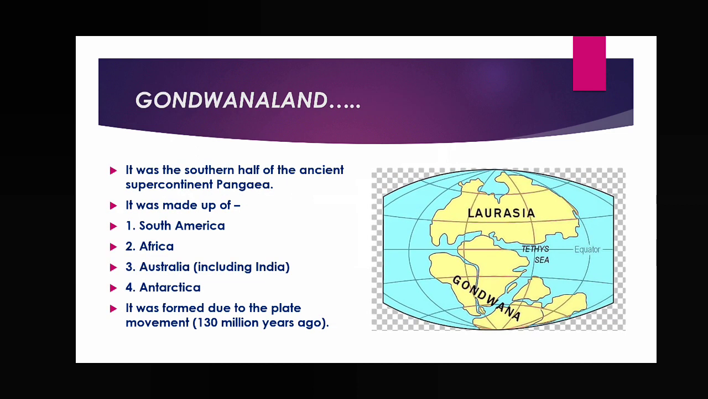Next, that is Gondwanaland, that means when Pangaea separated into two divisions, northern and southern. Northern division already we discussed, that is Laurasia or Ungarland, and southern division is called Gondwanaland. So which continents of present day were there with Gondwanaland? They are South America, Africa and Australia, Antarctica and also India. It was also formed due to the plate movement, in the same time, 130 million years ago.